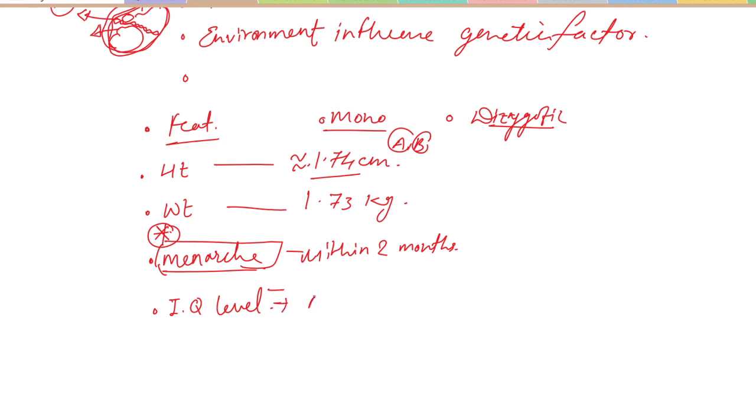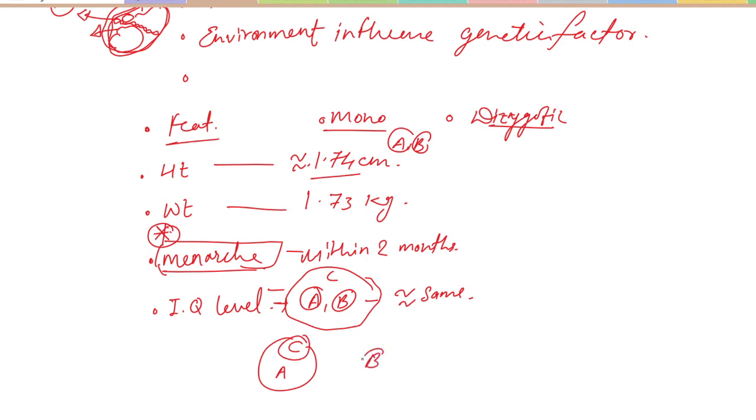So if A and B are kept in the same environment, called C, their IQ will be nearly the same. But if A is kept in environment C and B is kept in environment D, then their IQ differs.